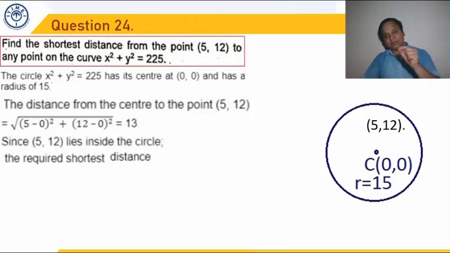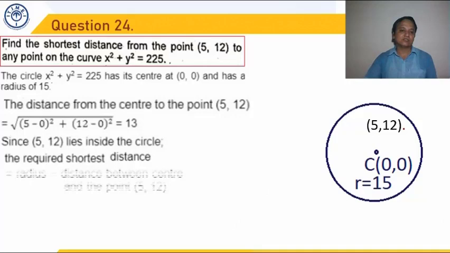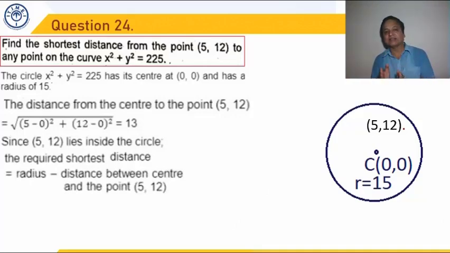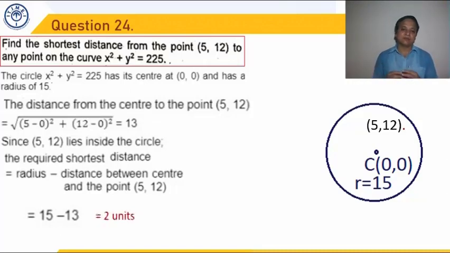So the shortest distance between this point and any point on the circle is the difference: the radius minus the distance between the center and the point (5, 12). The radius is 15 units and the distance between the center and this point is 13 units. If we subtract, we get that the nearest point on the circle is at 2 units from the given point. So the shortest distance between any point on the circle and the given point is 2 units.